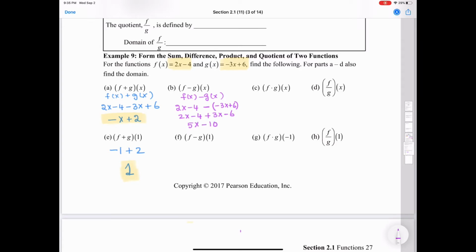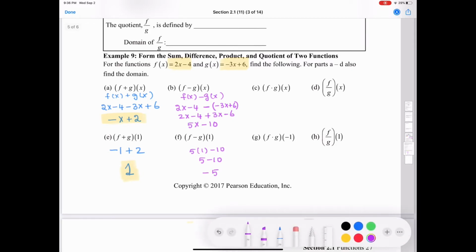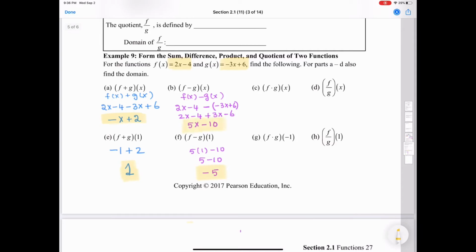Again, to do f, I will have to plug in 1 in the place of x. So it would be 5 times 1 minus 10, or 5 minus 10, which is negative 5. Okay.